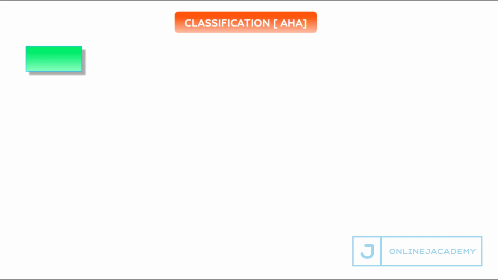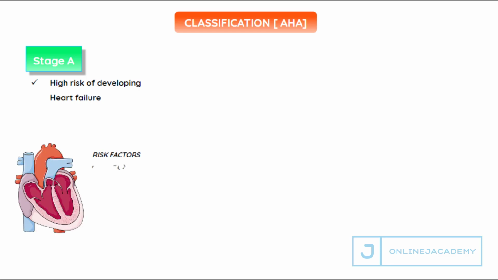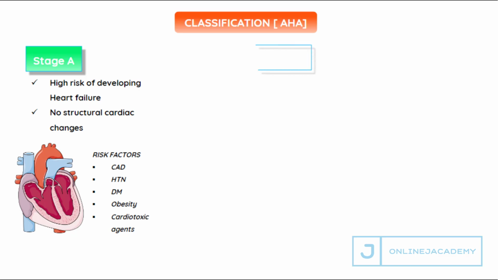With stage A, the patient is at high risk of developing heart failure. The patient presents with risk factors for heart failure, and these risk factors could be coronary artery disease, CAD, hypertension, diabetes mellitus, obesity, or even those cardiotoxic agents that people take, right? But in this patient, we do not have symptoms of heart failure yet. We just have risk factors, but no symptoms, no structural cardiac changes, right? No hypertrophy, no infarct scars, no dilatation. It's just risk factors.